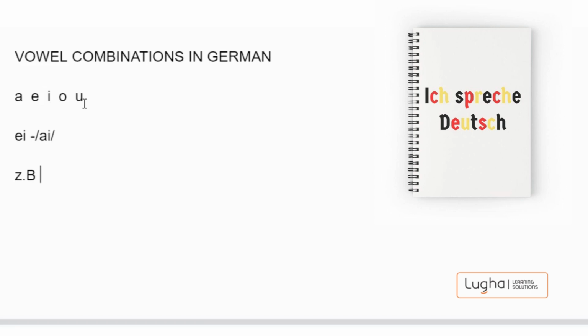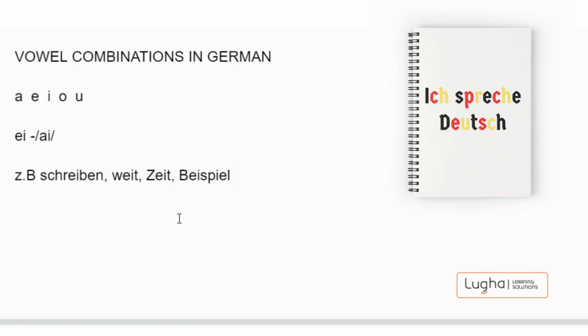Zum Beispiel, we have schreiben, weit, Zeit, and the word Beispiel itself. And you're going to see why the word that means example in German is a very important example for vowel combinations. So we have schreiben, weit, Zeit, Beispiel, okay?